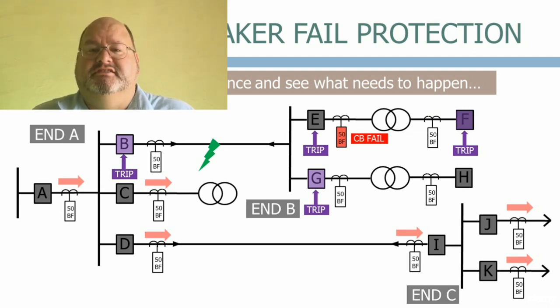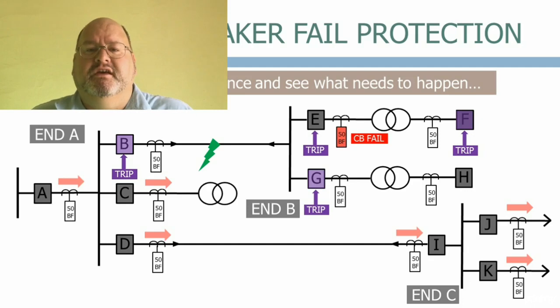When a circuit breaker failure is detected on breaker E, it will send a trip signal to all of the circuit breakers electrically connected to it, namely breakers B, F and G. If a circuit breaker has already been tripped by the protection system and is already open, that's fine. Those circuit breakers just won't react.